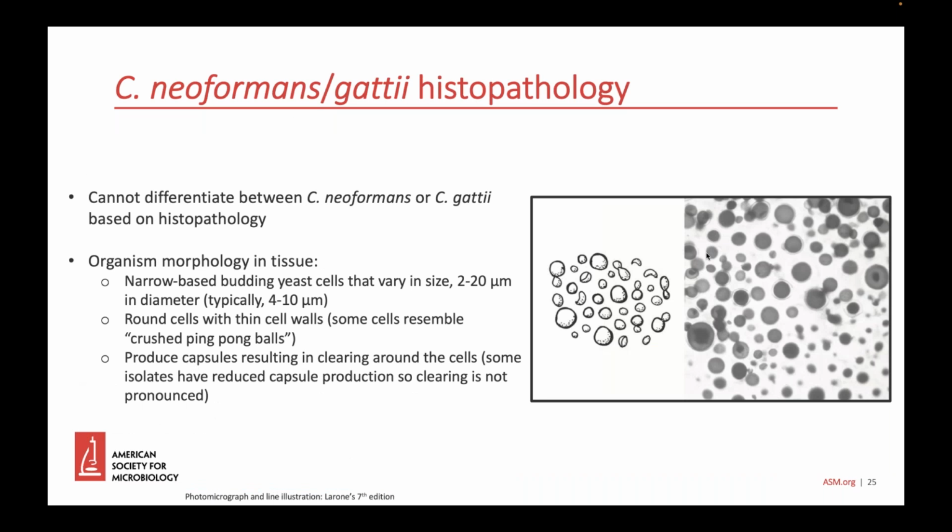What about the histopathology? You cannot differentiate between neoformans or gattii in tissue. You see narrow-based budding yeast cells, and this highly variable size of the yeast cells is a characteristic of Cryptococcus in tissue. The cells have thin walls, and some of them can actually resemble crushed ping pong balls. And often the cells aren't touching each other because the capsule is pushing apart from them and really pushing the tissue apart from them, so you'll see this kind of clearing around the yeast cells. But sometimes the capsule production isn't so pronounced, so that clearing around the cell is not so pronounced.